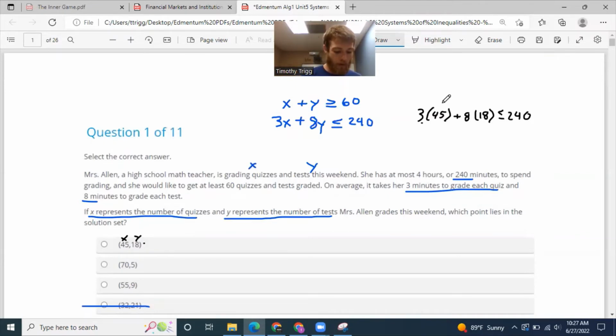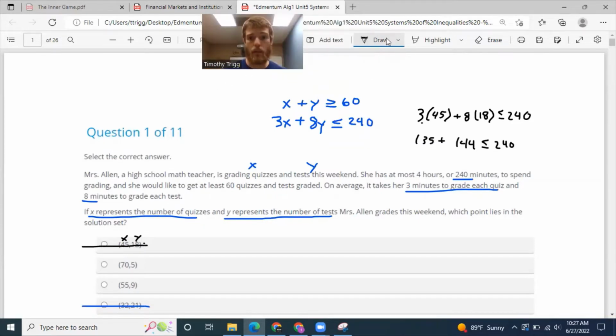3 times 45, 135. And then 8 times 18, 144. I could already see that this is not going to be less than 240, right? Because these add up to give me 279, and 279 is not less than or equal to 240. So we can cancel out that because it doesn't work for this inequality. Okay, so hope that sort of makes sense.